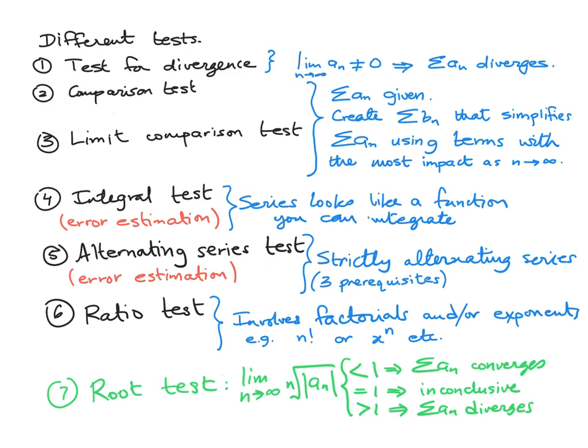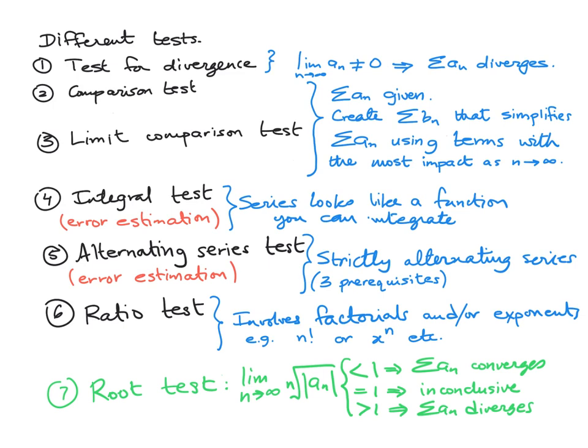Then we have two comparison tests, the regular comparison test and the limit comparison test. And they both are set up in a very similar way. You have your series, which I'm going to call sigma of an, and you create another series, sigma of bn, that looks a lot like sigma of an, but focuses only on the terms with the most impact as n goes to infinity. So the highest exponent terms in the numerator, and again the highest exponent in the denominator, or throwing away plus a constant or things like that.